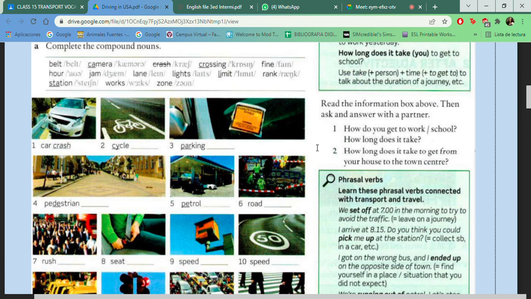Good. Fabi, you can ask number 2 to Cande. How long does it take to get from your house to the town center? 5 minutes, because I live pretty close to the microcenter. Good. So it only takes 5 minutes to get to the town center because you live near there. Excellent. So you can say it takes me 5 minutes to get to the town center.